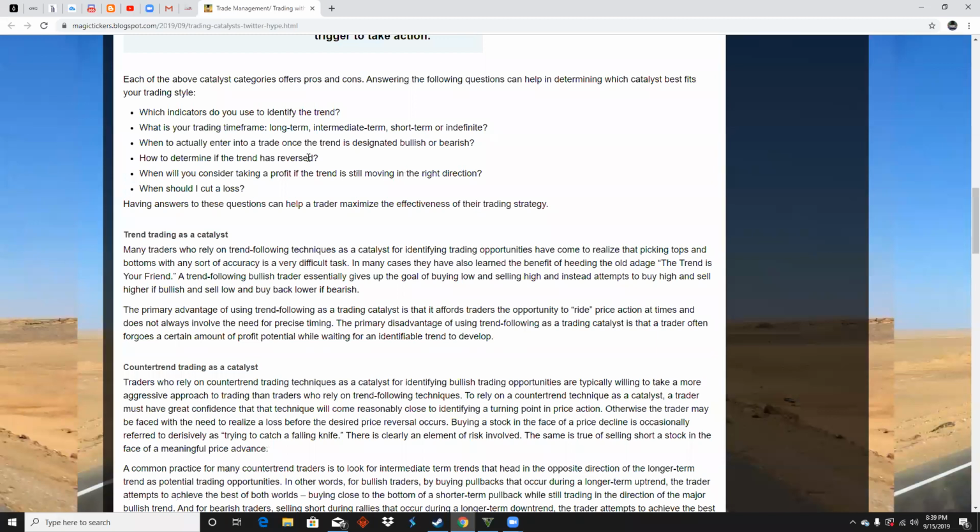When to actually enter into a trade once the trend is designated bullish or bearish? How to determine if the trend has reversed? When will you consider taking a profit if the trend is still moving in the right direction? When should I cut a loss? Having answers to these questions can help a trader maximize the effectiveness of the trading strategy.